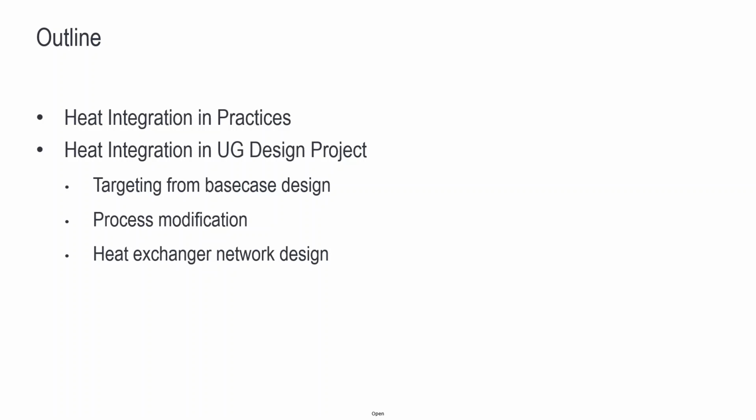I divide the presentation into 2 things. Let's see if we can catch up, but maybe I will skip some slides. So the first part will be heat integration in practices. There's a pointer. I will share some examples that I've done before, so that it will give some ideas for the others, so that they know what we can do with that. And then how we can implement some of the concepts in the undergraduate design projects.